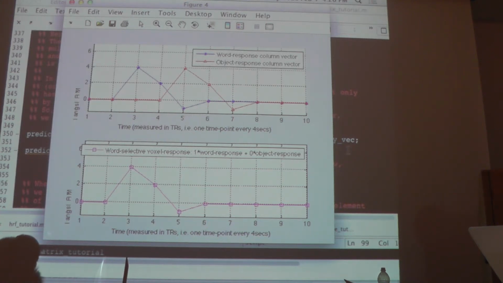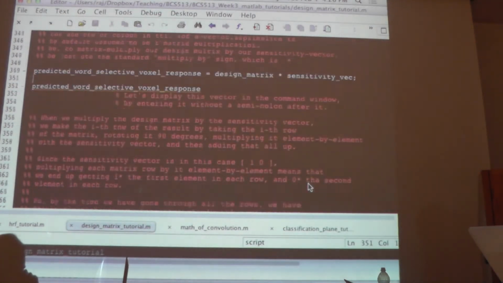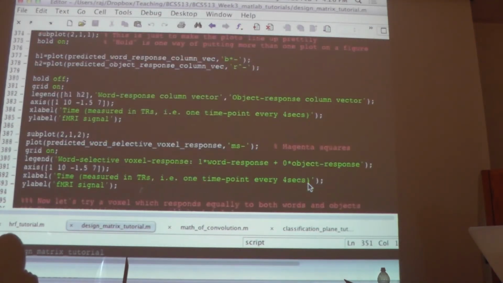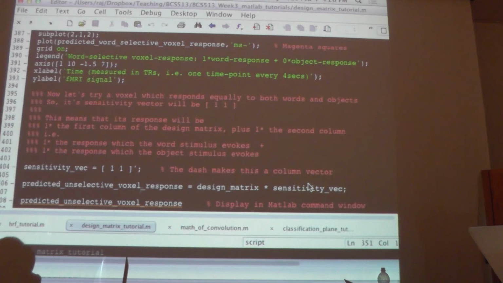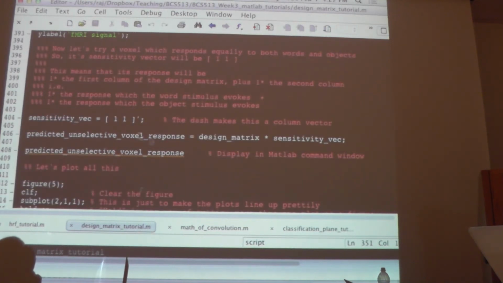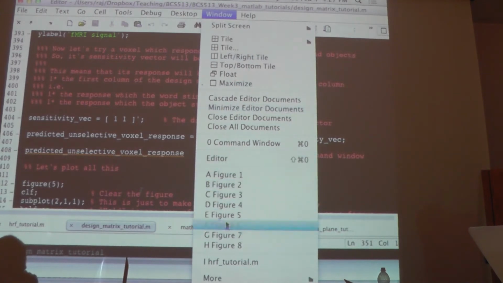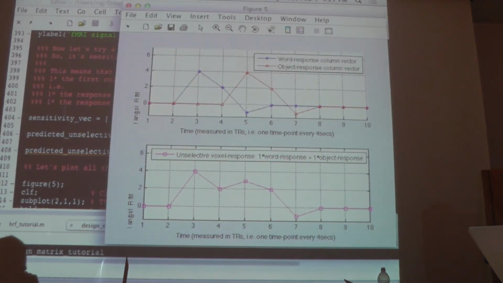Okay, so that's the most simple possible case where you have a pure response to one stimulus class and no response whatsoever to another stimulus class. Life is not usually like that. Okay, so let's make another one. What about one voxel that responds equally to both? Okay, you can kind of see where this is going. So that would look like that.